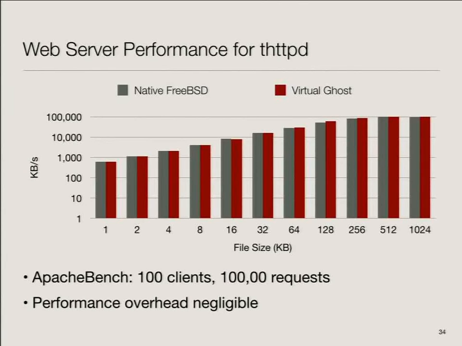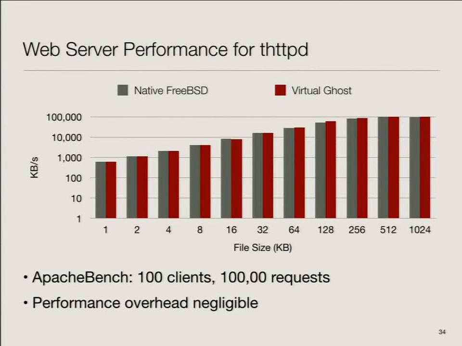So our first experiment, we took THTTPD. We used Apache Bench to transfer files between 1 kilobyte and 1 megabyte in size. Configured Apache Bench to use 100 clients operating in parallel, doing 100,000 requests. And what we see is the performance overhead is negligible. Now, I haven't shown the KCoFI numbers, mainly because we configured Apache Bench a little bit differently. We used, I think, 32 clients instead of 100. But the results are essentially the same, negligible overhead for THTTPD.